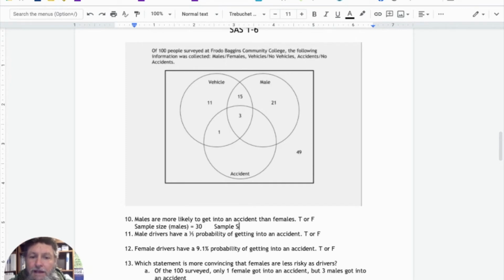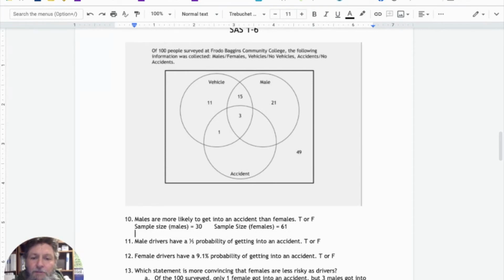the sample size for females. There's more than that. We've got 49 plus 11, which is 60, plus 1. So there's 61 females. That's a lot more females than there are males in this particular survey or poll or whatever it is. So if that's the case, then we need to look at how many were in an accident, and we're not worried about anything else, just what the accident is.